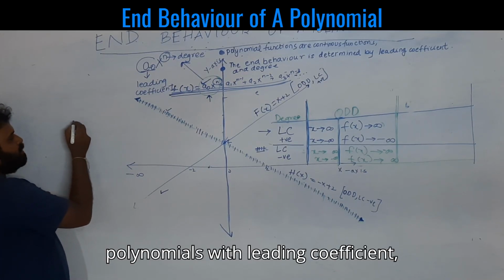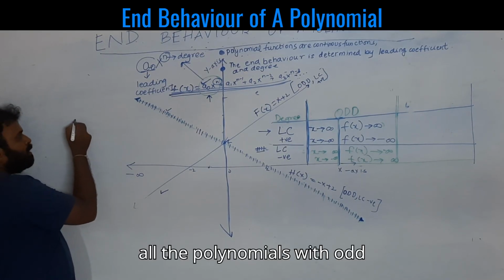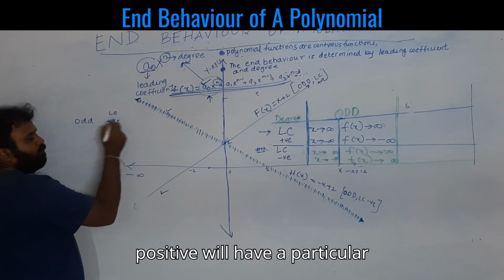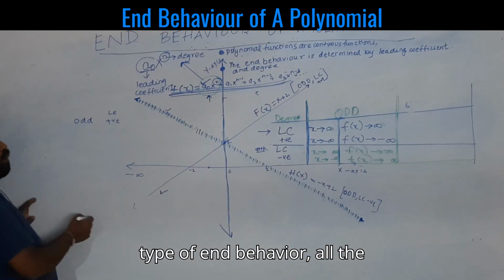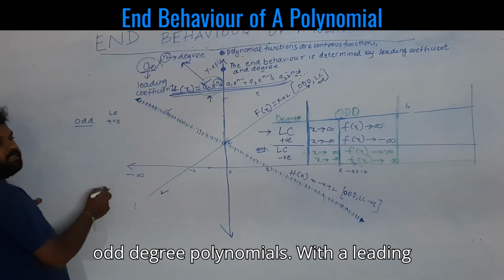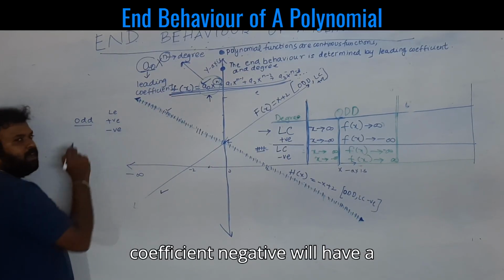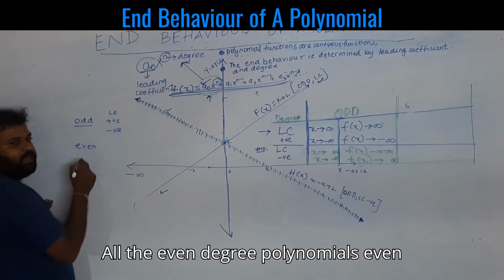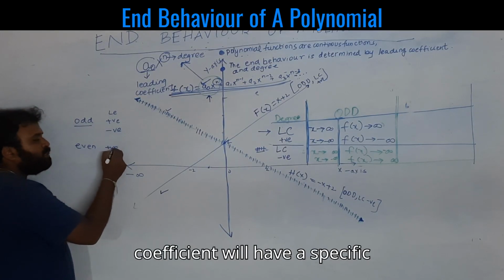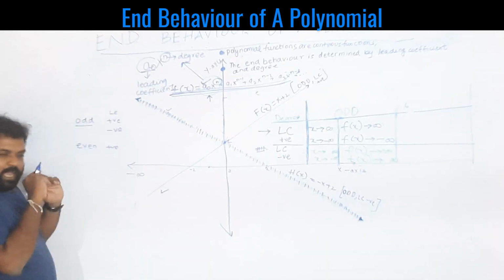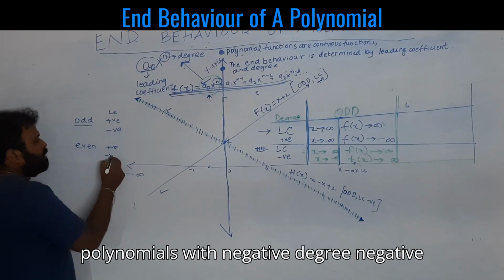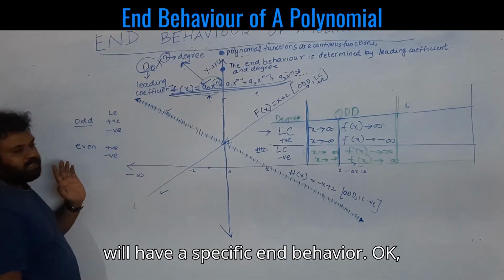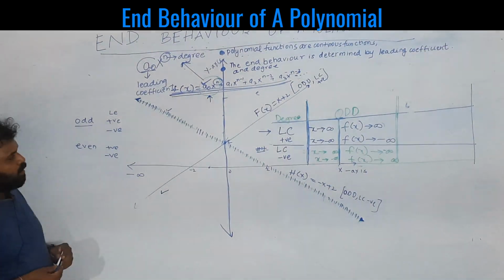all the polynomials with odd degree and positive leading coefficient will have a particular type of end behavior. All the odd degree polynomials with a negative leading coefficient will have a particular type of end behavior. All the even degree polynomials with positive leading coefficient will have a specific end behavior, and all the even degree polynomials with negative leading coefficient will have a specific end behavior.